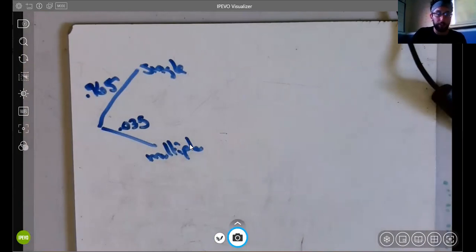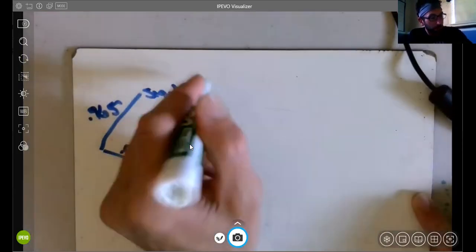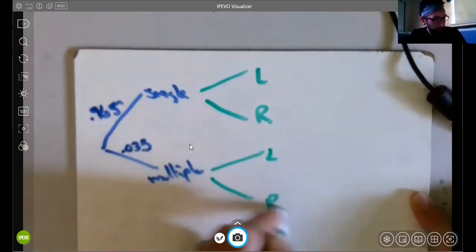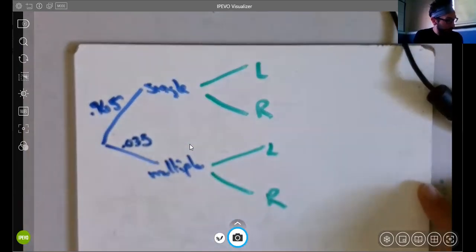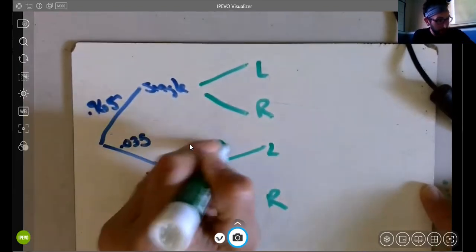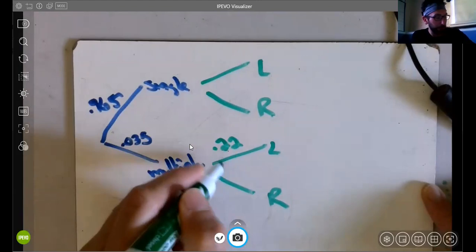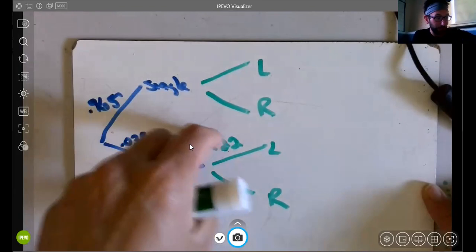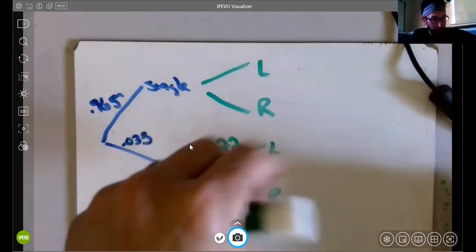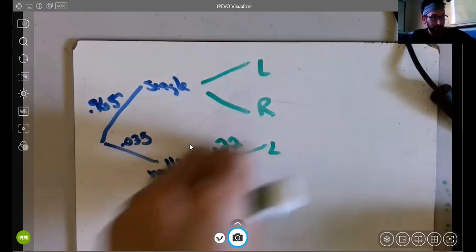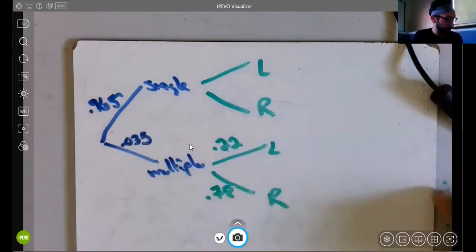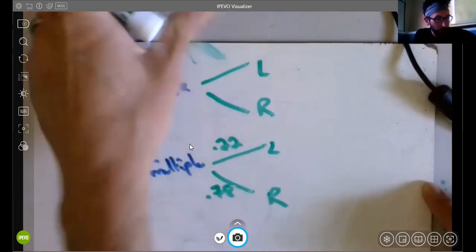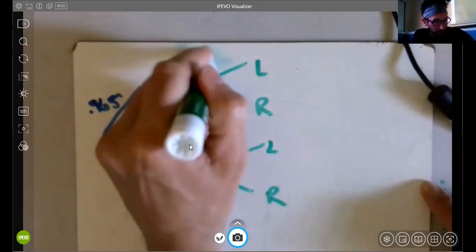The next thing we have to think about is handedness, lefty or righty. It tells us that if you're from a multiple birth, 22% are left-handed, which means the other 78% are right-handed. When your branches split into 2 or 3, however many branches, the probabilities on those splitting branches have to sum to 1. And if you're from a single birth, 11% are left-handed, so the other 89% are right-handed.